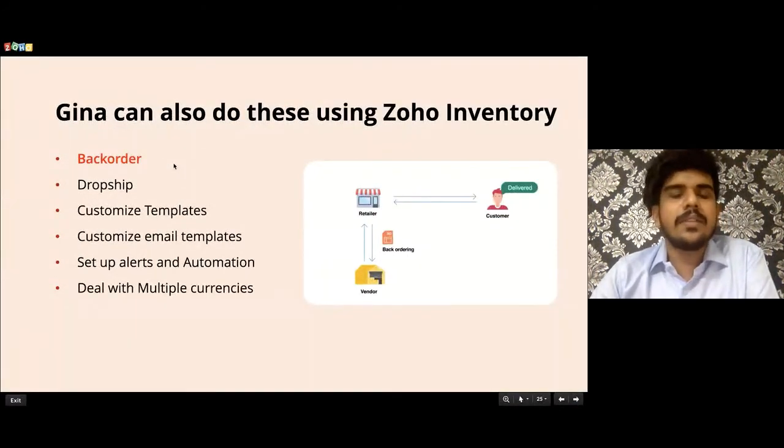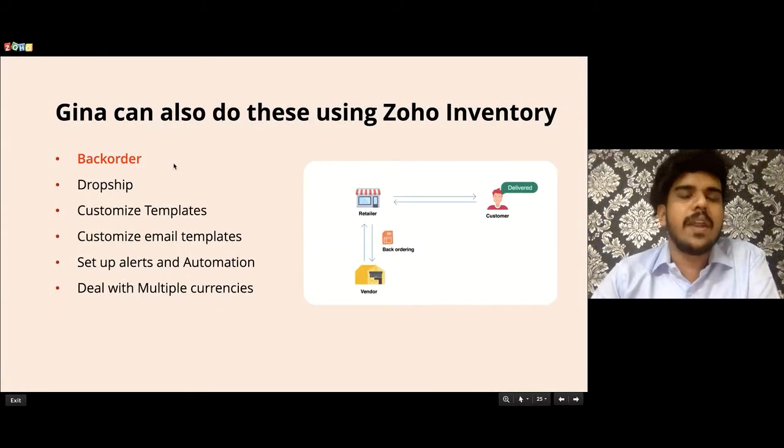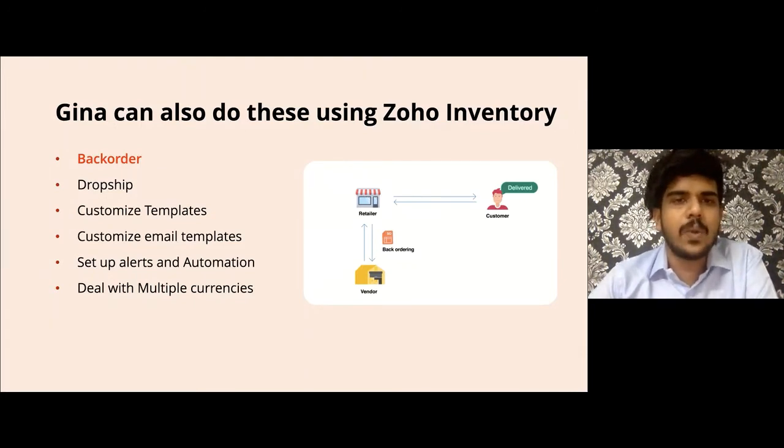So what other things can Gina do using Zoho Inventory is what we are going to see next. She can manage back orders using Zoho Inventory. So what is a back order? Whenever you don't have stock for a particular item, but you receive a customer's order and you want to fulfill this, you will place a purchase order to your vendor, get the products, and then fulfill it to your customer. So Gina did not have stock. When someone placed the order, she did not say no. She rather placed an order to her vendor, got the stock, and then she fulfilled the order.